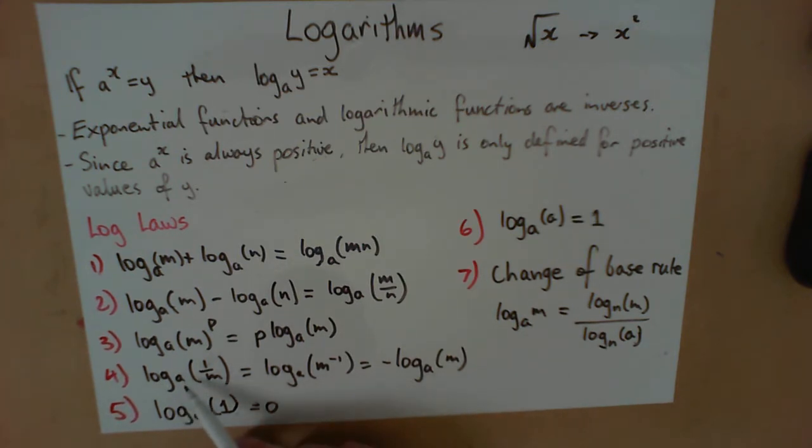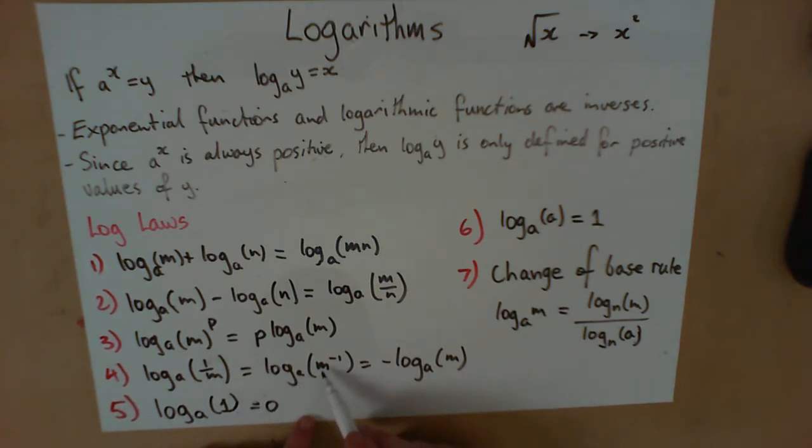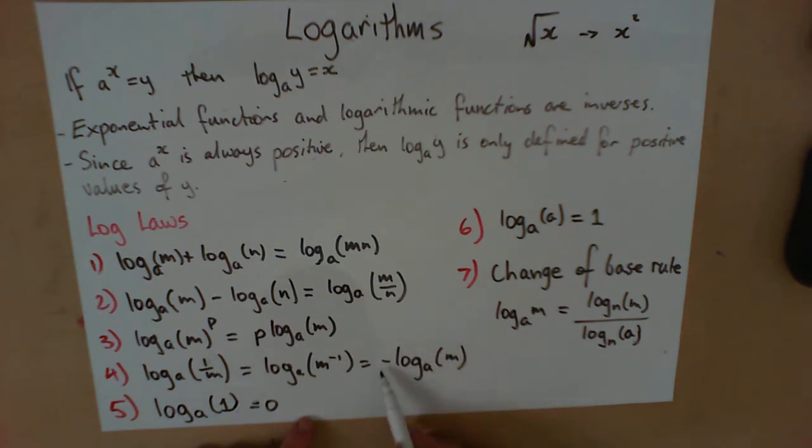Log to the base a of 1 on m can be thought of as log to the base a of m to the power negative 1, and so that power, just like here, comes out the front. In your textbook, they just skip from here to here, and don't really explain why. It's basically because 1 on m is equal to m to the power negative 1, so then it's just this log law, and the negative comes down the front. If we've got log to the base a of 1, that's always equal to 0.